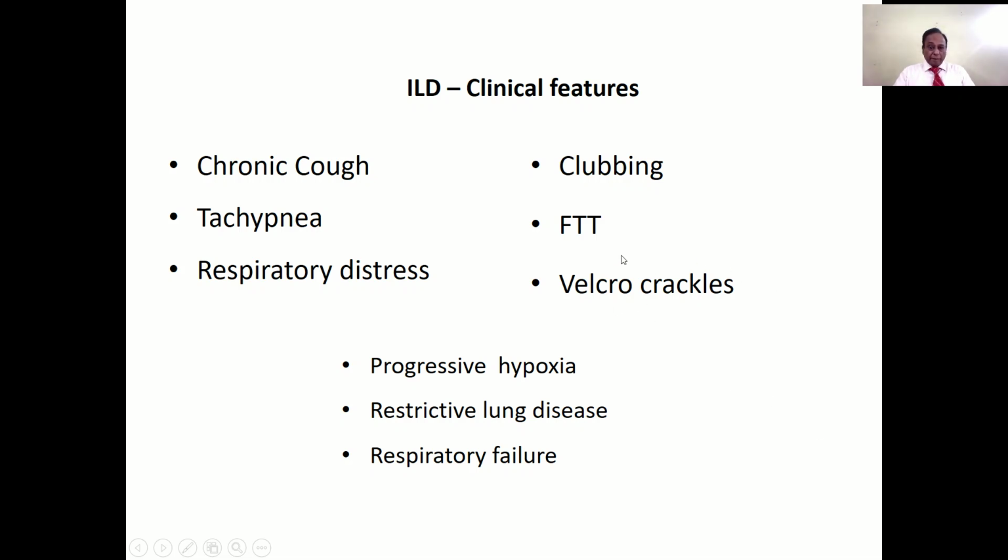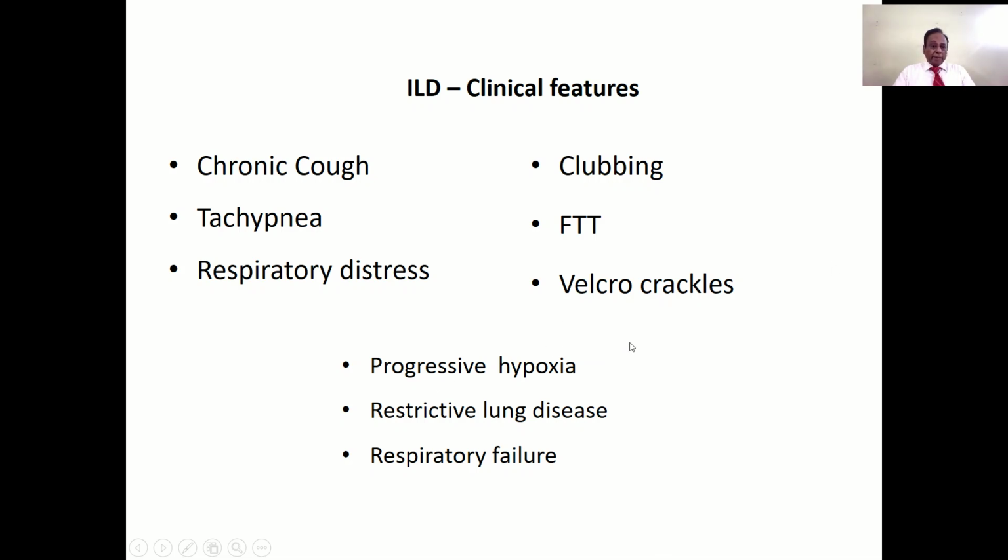In those days when I happened to manage ILD, I always auscultated for Velcro crackles. I am fortunate to have heard this also. I think these are the ones, if you have the experience, don't miss it.